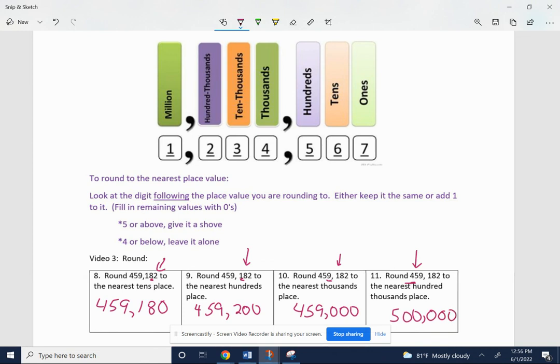Hopefully this helps. When you're working on the Khan Academy, please let me know if you have any questions at all. Just keep in mind, look at the number following what you round to. If the number to the right is 5 or above, you give it a shove. If it's 4 or below, you leave it alone. Guys, keep me posted.